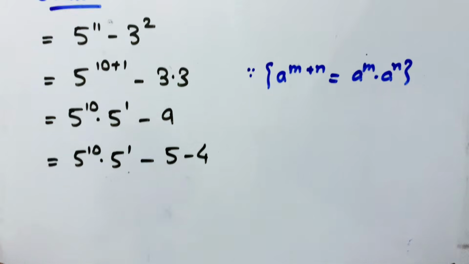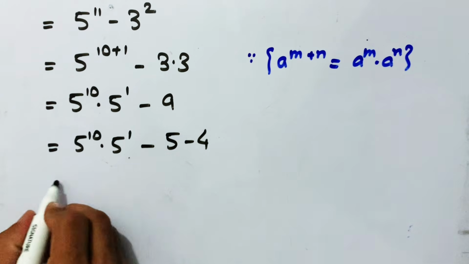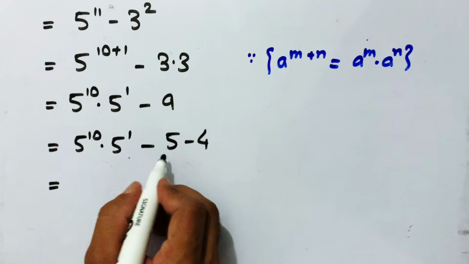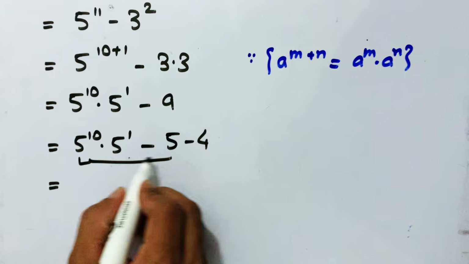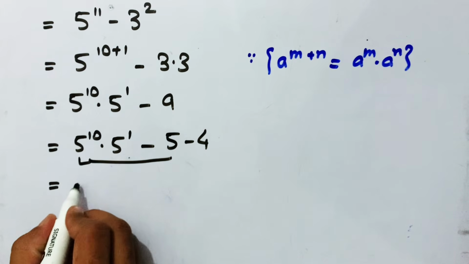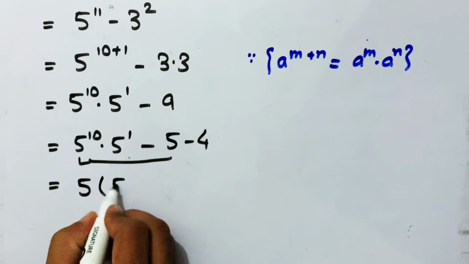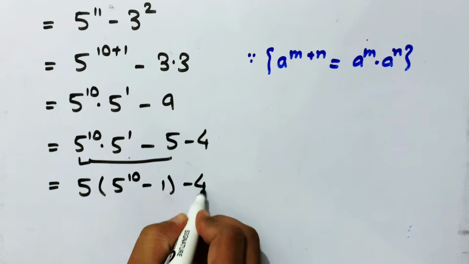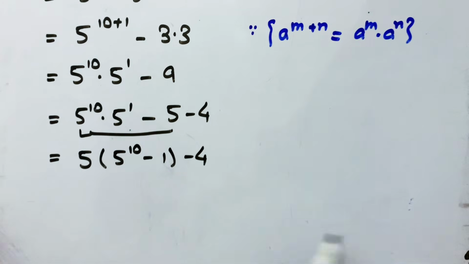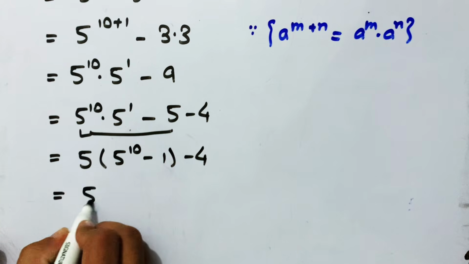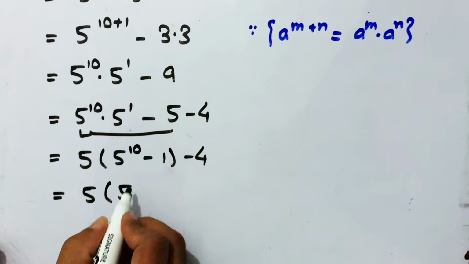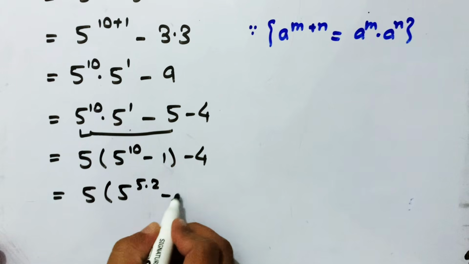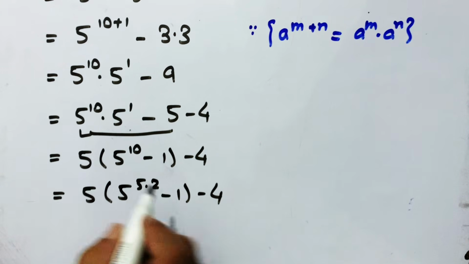Now I see 5 here and 5 here also, so I take 5 common, and the result is 5 to the power of 10 minus 1 minus 4. 5 to the power of 10 is 5 to the power of 5 into 2, so minus 1 minus 4.